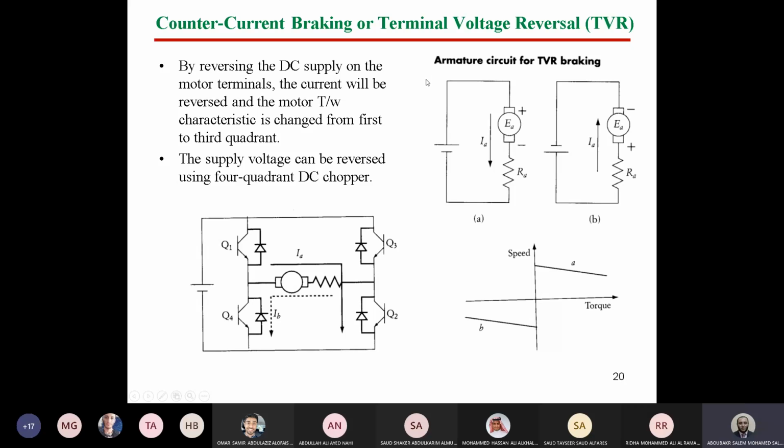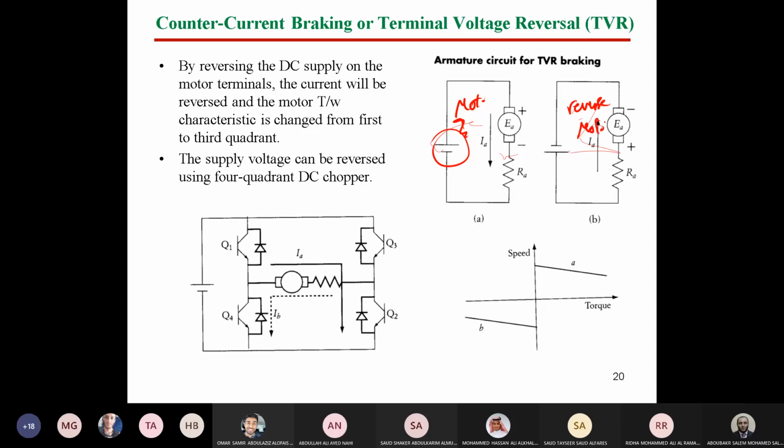Simply, like what we did in the induction motor, in order to make counter current braking, we just change the polarity of the supply, which in AC is done by changing the sequence from ABC to ACB. However, in DC motors, we can just reverse the terminals of the supply. So if we are operating the machine in motoring mode, this is the motoring mode here. If we reverse the supply like that, it will operate in reverse motor type.